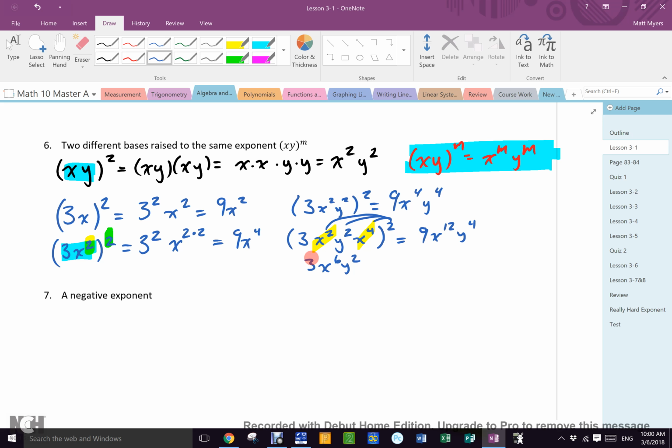What's this going to be? 2, 4, 2, 4. So what's that? 1/8. Does everybody see? Everybody gets it?